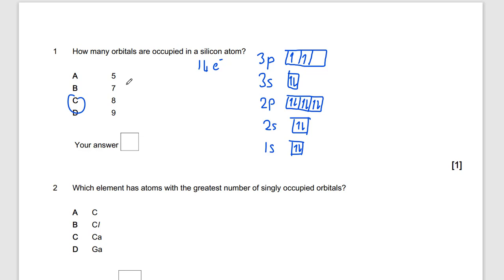And this is the big danger with multiple choice questions. They'll always give you answers that you could potentially get if you mess it up. So just be aware of that. You have to put them in separately first. If you don't, you'll end up with the wrong answer.